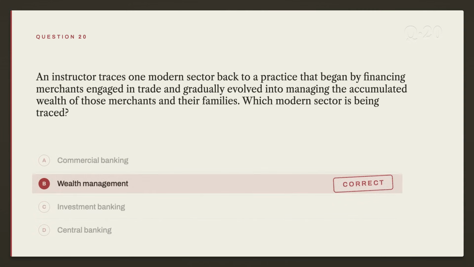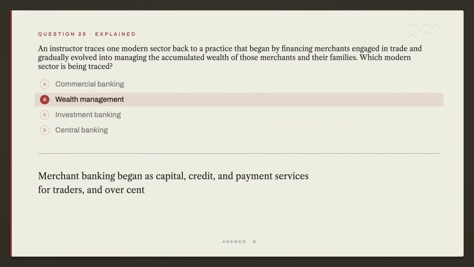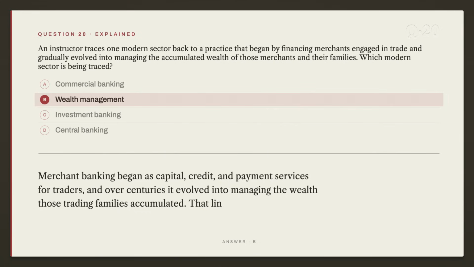The correct answer is B, wealth management. B is correct because merchant banking began as capital, credit, and payment services for traders. And over centuries, it evolved into managing the wealth those trading families accumulated. That line of descent is why wealth management is traced specifically to merchant banking. Much later, technology broadened the sector from the very wealthy to a mass market audience.